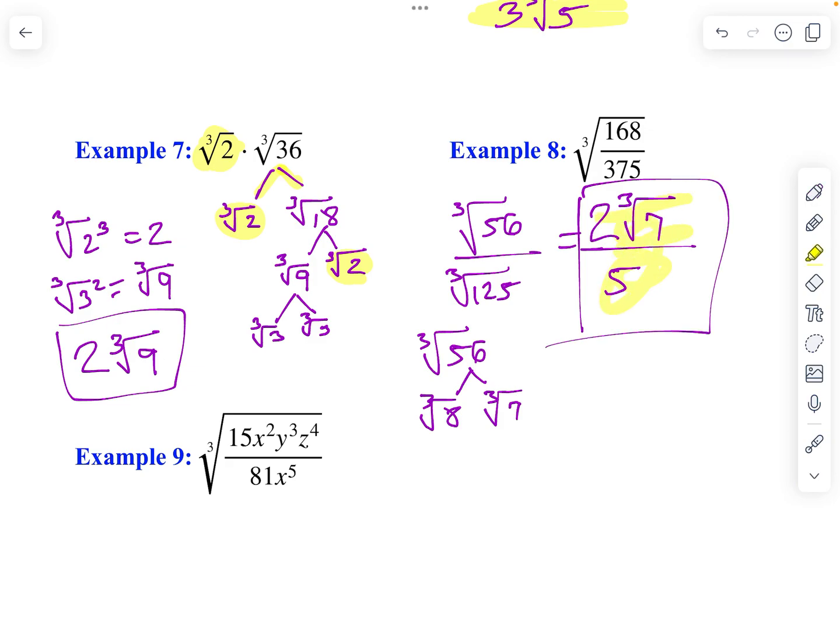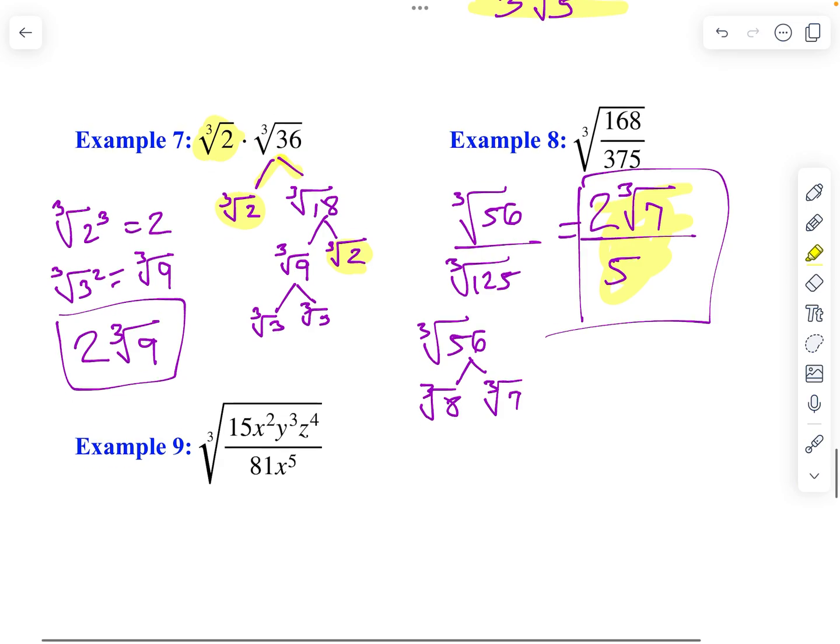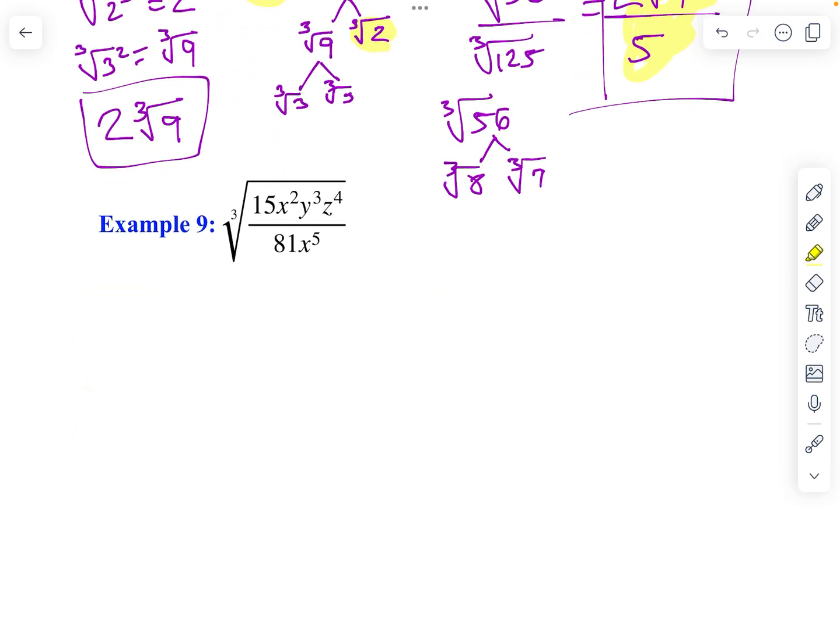Let's look at one with fractions and all that other fun stuff. Okay, 15 and 81. First thing I notice is 15 divided by 3 gives me 5. 81 divided by 3 gives me 27. So I'm going to have the cube root. I'm going to split this up. I'm going to do the cube root of my numerator and the cube root of my denominator.